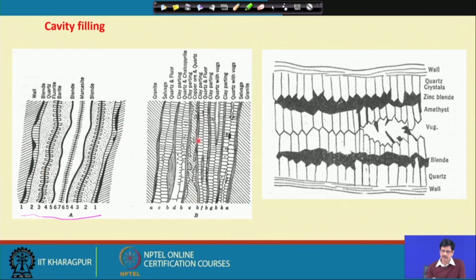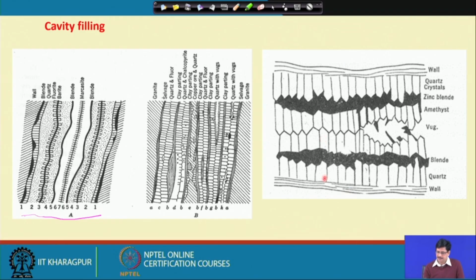Here is an example of what we call the comb structure or cockade structure, which mimics a comb, as you can see very clearly here. This is the fracture space where the crystals are deposited on the fracture wall and project with their faces, looking very much like a comb. These are normally called comb structures. And this is a magnified view of that.